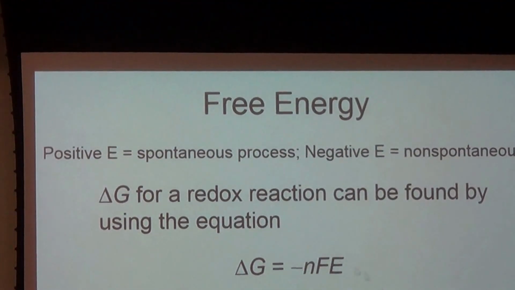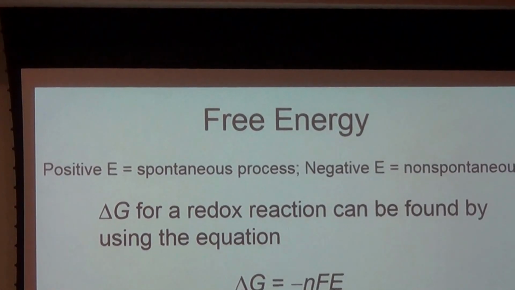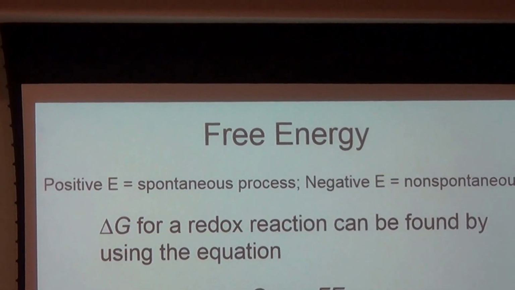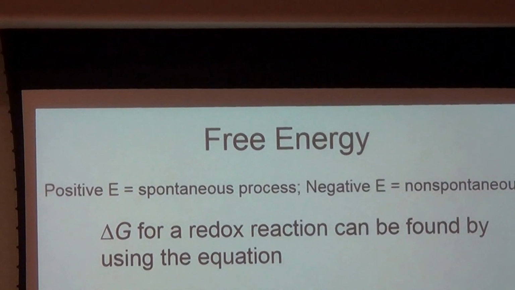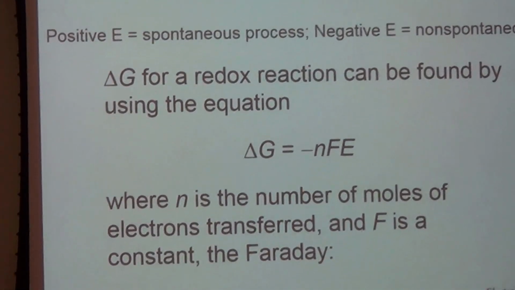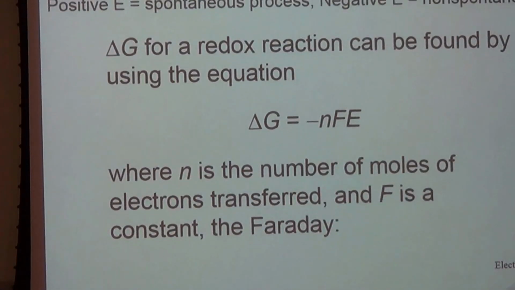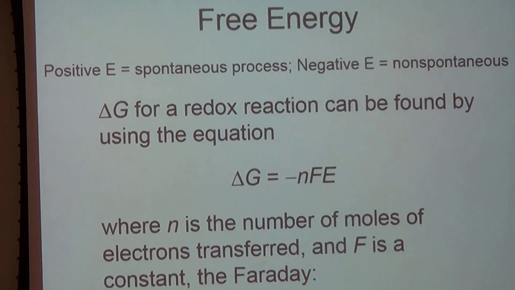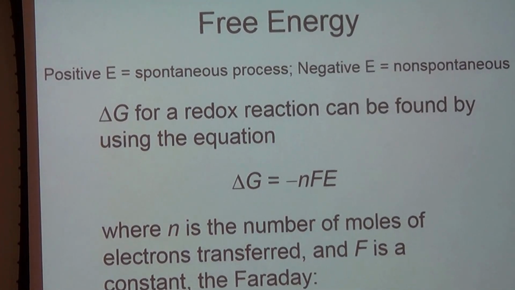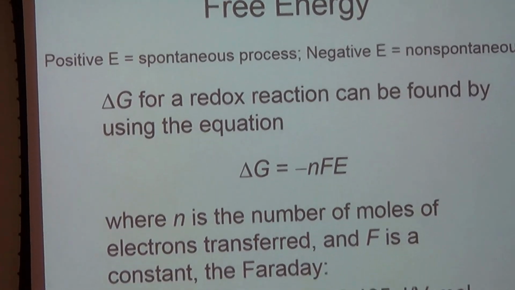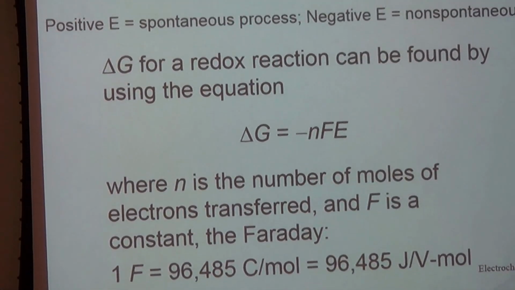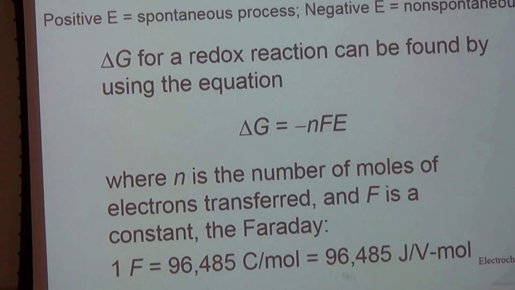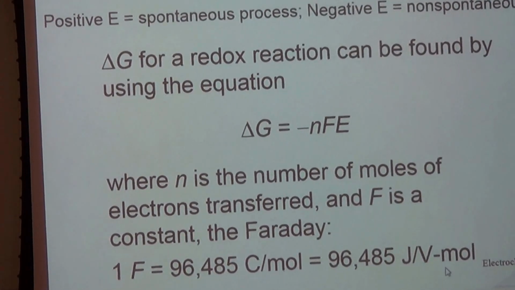Delta G equals negative n times F times E, where n is our number of moles of electrons transferred. So here we do have to look at stoichiometry a little bit. How many moles of electrons would be transferred in this reaction? What's the coefficient in front of e-? 6, okay? So we have to find the number of moles of electrons. E is just our EMF. And F is our special new constant called the Faraday. And this is the version of the Faraday you're going to see most often. These units at least.